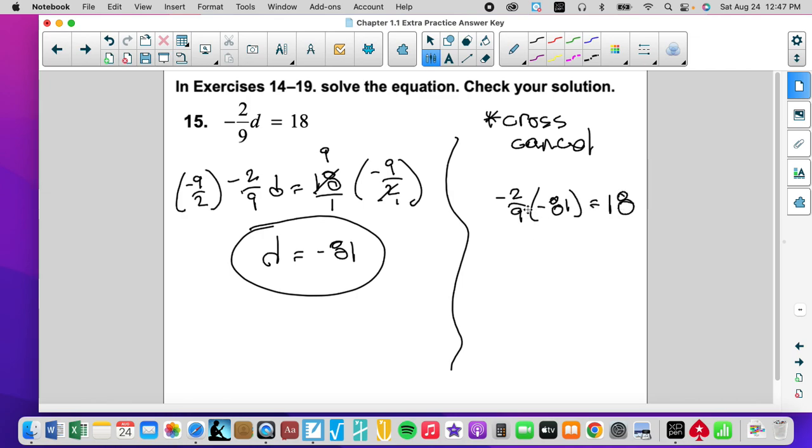And then when we check, negative 2/9 times negative 81, does it equal 18? We're going to cross cancel. 9 goes into 81 9 times. 2 times 9 is 18. A negative times a negative is a positive. And we see that my solution worked. That means that this is correct.